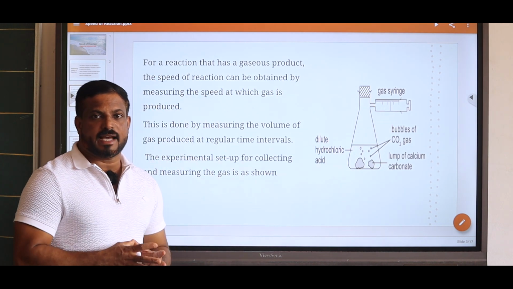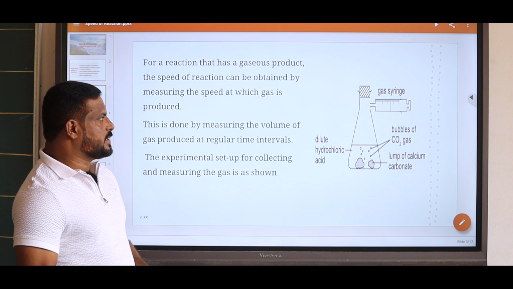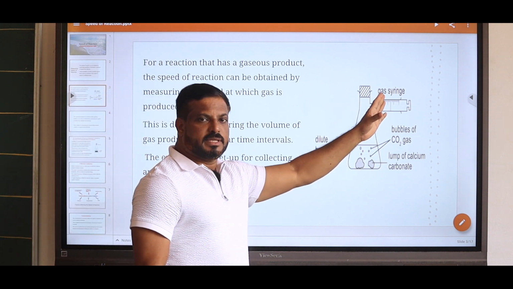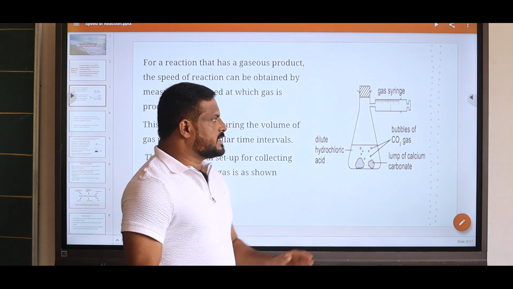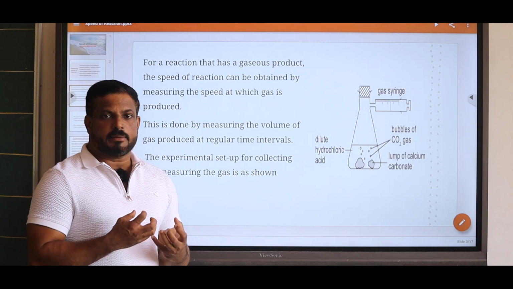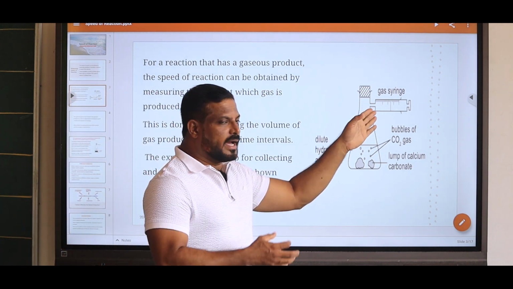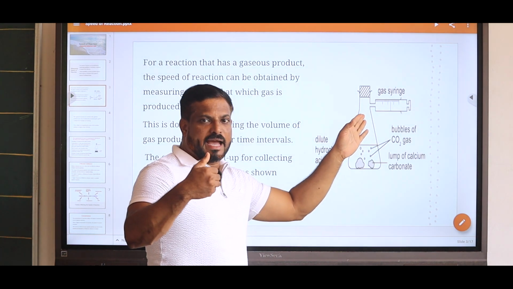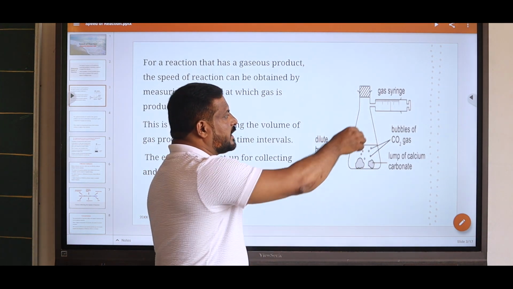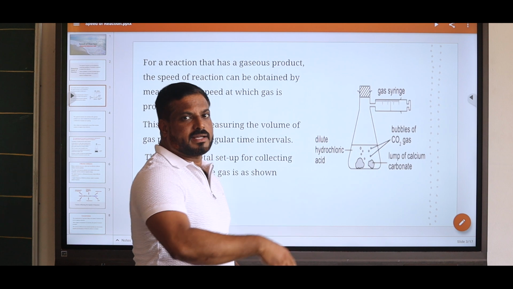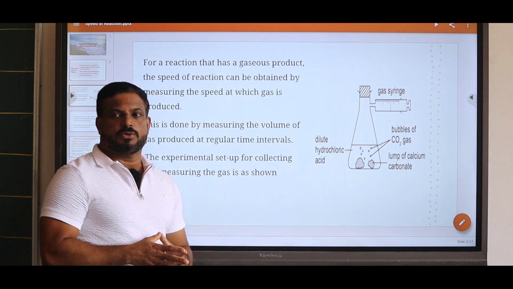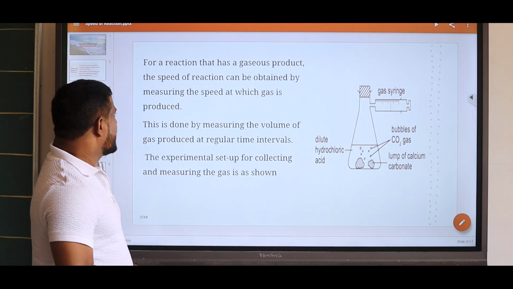The amount of gas collected at a particular time interval can be calculated from this gas syringe, because when the carbon dioxide gas is released, the gas enters the syringe and the piston moves back. There you can see some markings. Based on that, you can calculate the amount of gas collected.